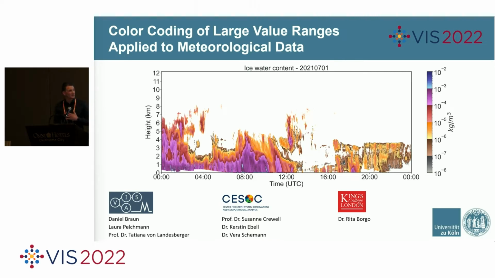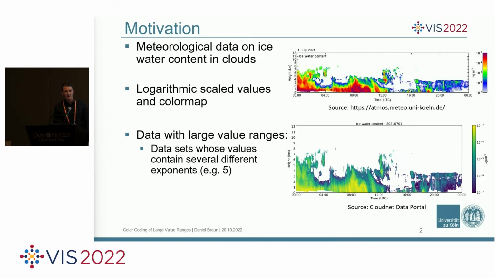I'm Daniel Brown from the University of Cologne, and this presentation is about the color coding of large value ranges applied to meteorological data. The paper is the result of a collaboration between computer scientists of the University of Cologne and King's College London, and meteorologists of the University of Cologne. Our motivation was meteorological data on the ice water content in clouds.